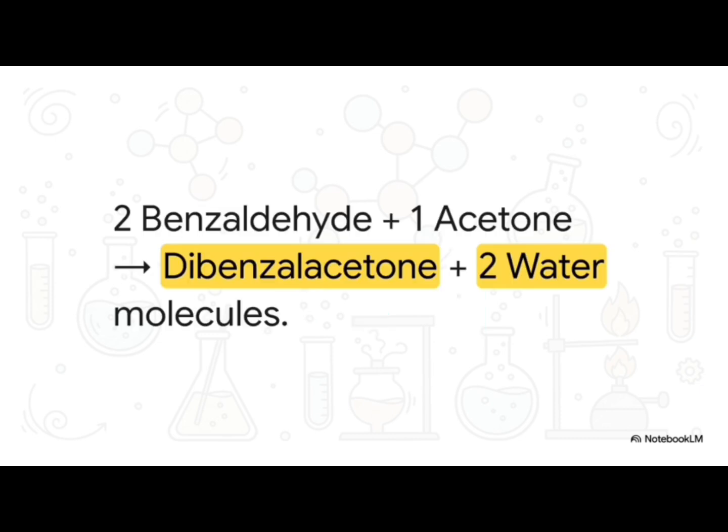And here it is, the whole process written out in the formal language of chemistry. You can see our 2 benzaldehyde molecules combining with that 1 acetone. And what do they make? Our final product, dibenzalacetone. But hey, look closely. Notice that little extra something on the end? 2 molecules of water are also created. They're kind of like the leftover sawdust from our construction project.